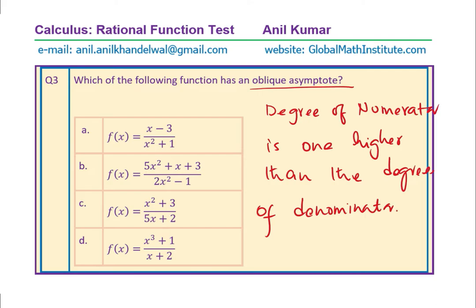So that is the condition for oblique asymptote. Here the denominator's degree is higher, or the same degree. Now part C, the degree of the numerator is 1 higher. So that will give you an oblique asymptote.